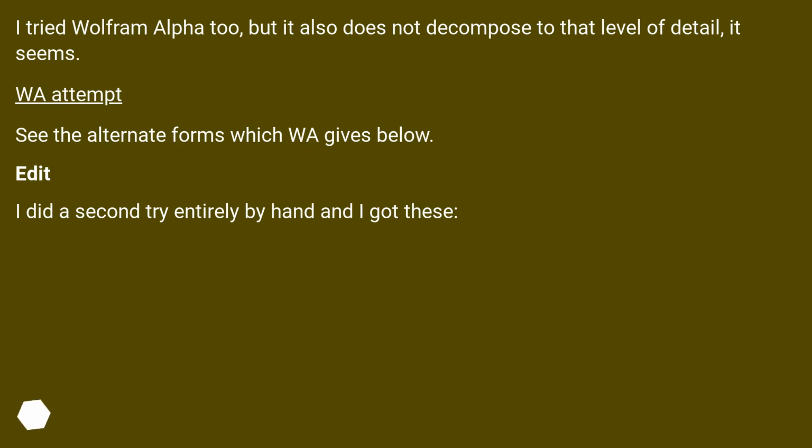See the alternate forms which were given below. Edit: I did a second try entirely by hand and I got these.